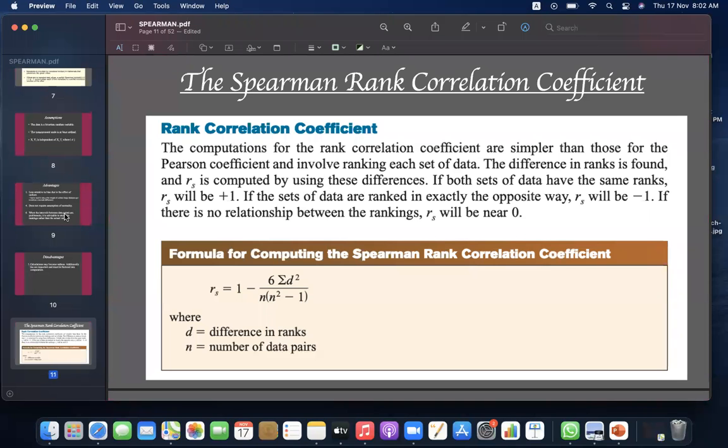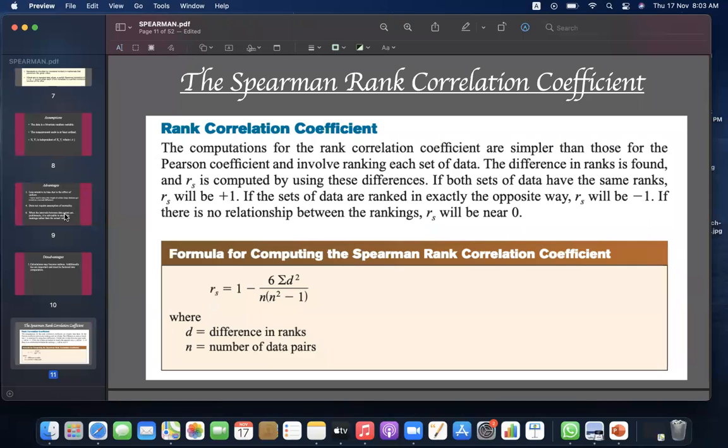The Spearman rank correlation coefficient. The computations for the rank correlation coefficient are simpler than those for the Pearson coefficient and involve ranking each set of data. The difference in ranks is found and RS is computed by using these differences. If both sets of data have the same ranks, RS will be +1. If the sets of data are ranked in exactly the opposite way, RS will be -1. If there is no relationship between the rankings, RS will be near 0.